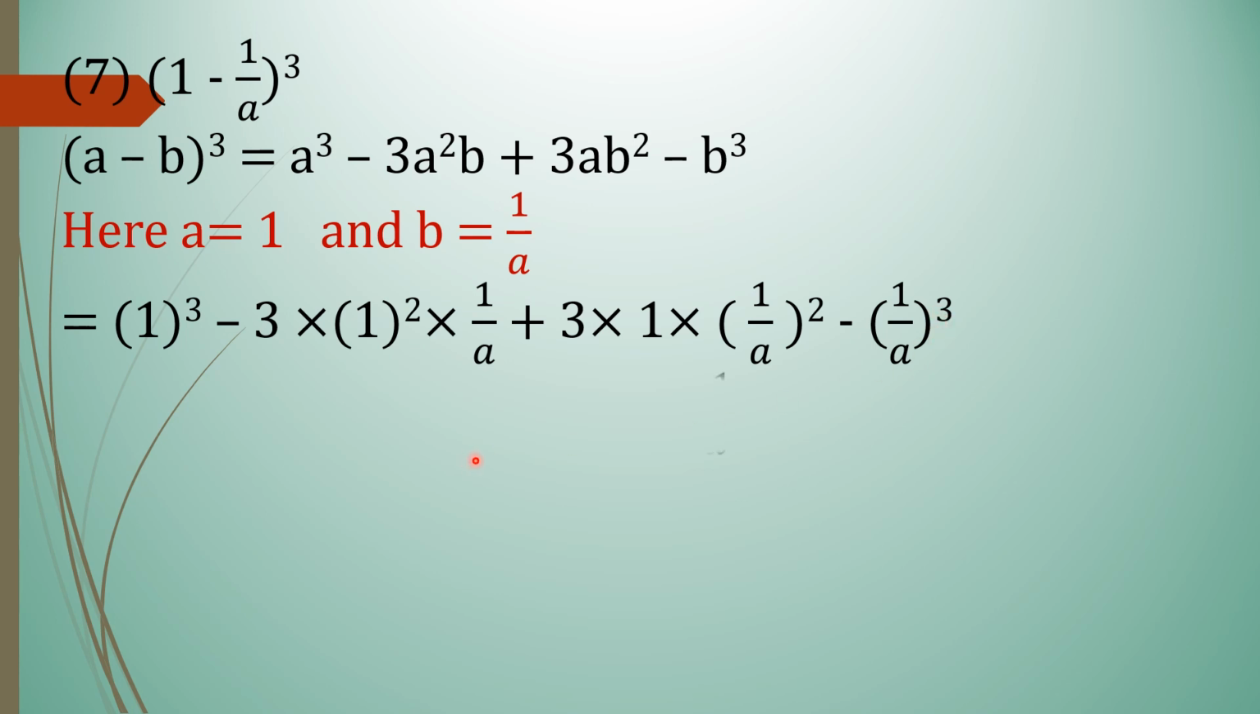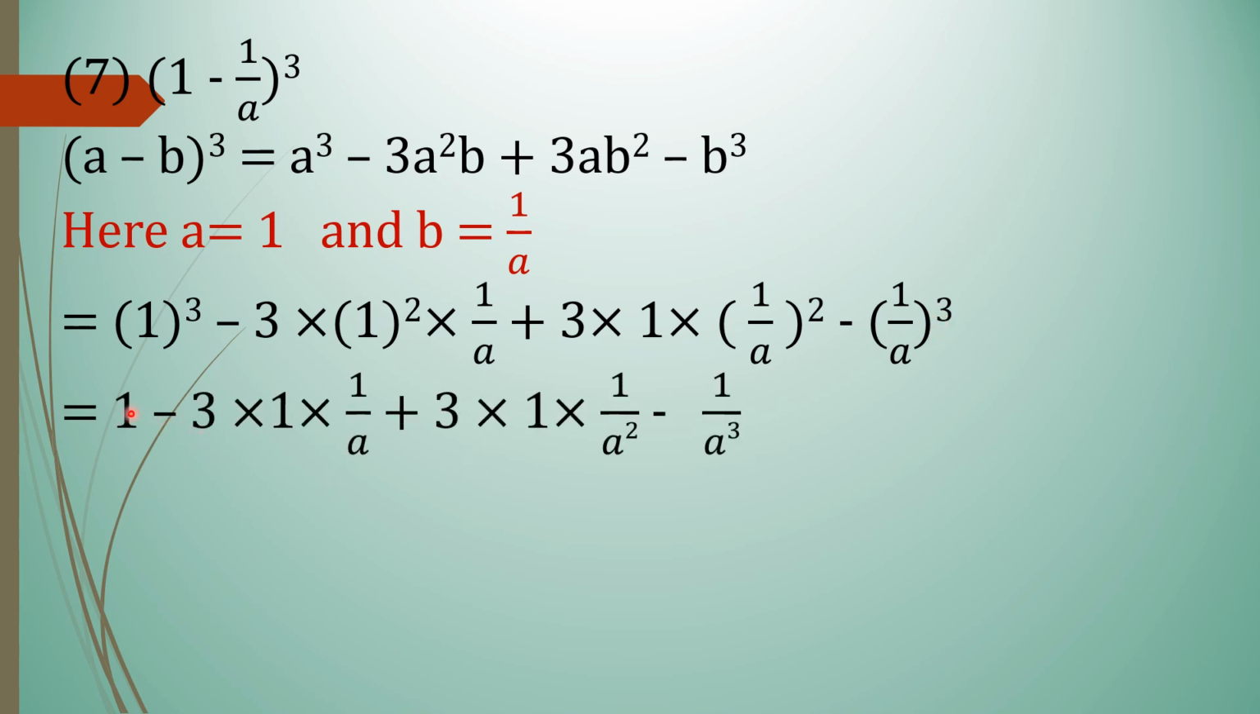So let's move to our next step. It will become 1 minus 3 into 1 square will be 1 into 1 upon a, plus 3 into 1 upon a the whole square will become 1 upon a square, minus 1 upon a the whole cube will become 1 upon a cube. Now students, here no terms are getting cancelled.